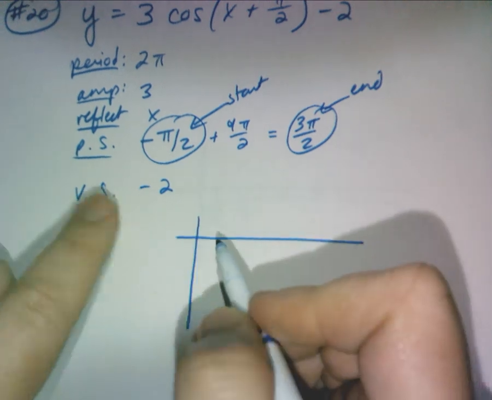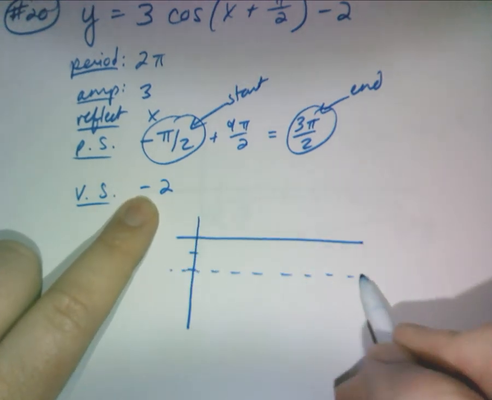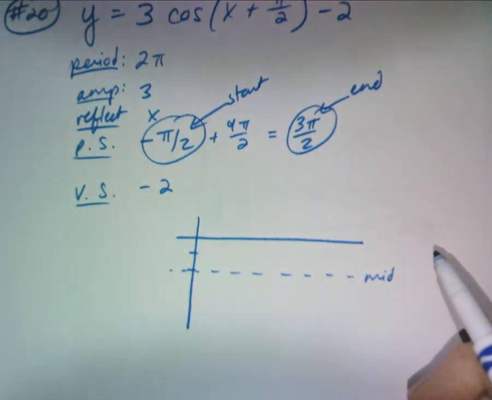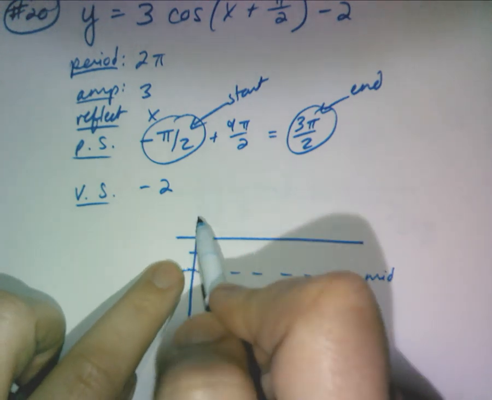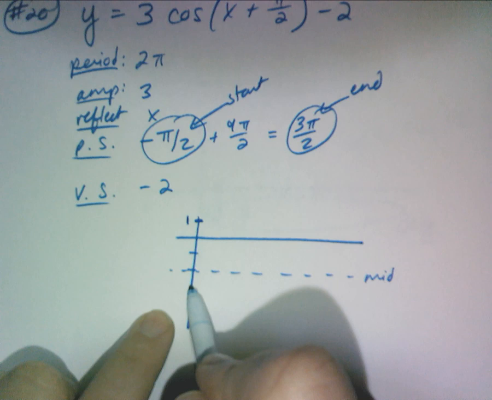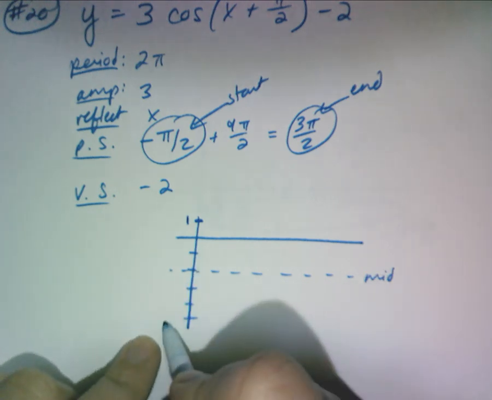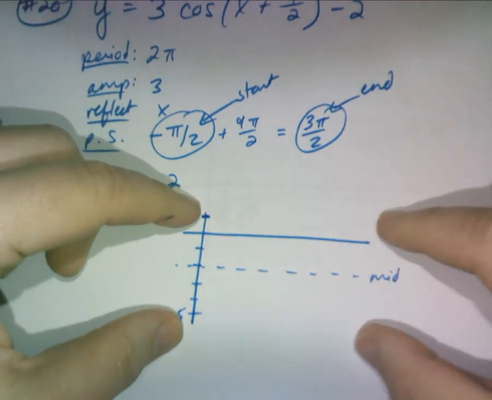I will start at my vertical shift, so I'll go down to 2. I'll make a dashed line. That is my midline. It's the middle of my graph. I'm going to go up 3, 1, 2, 3. So I'm actually at the point 1. I'm going to go down 3 from the midline. 1, 2, 3. And that is -5. Okay, so my graph is living right here.